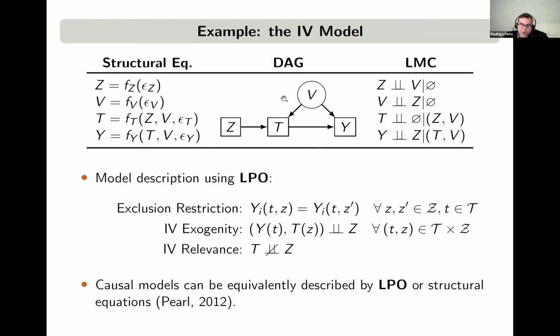So here is our IV model that we use as an example. So I have the structural equation, the DAG, and the local Markov condition. The representation of this model using the language of potential outcomes is based on three assumptions. One is the exclusion restriction, that says that Y(t,z) is equal to Y(t,z prime). So this is pretty much saying that, hey, I do not have a causal link between Z and Y directly. And then you have the exogeneity condition that says that Z is an exogenous variable, and also you have the relevance condition: T is not independent of Z. That means that Z causes T. So it's a very parsimonious way to define a causal model.